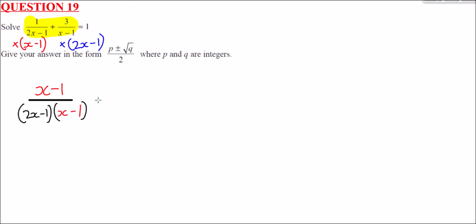Same deal for this one. So I'm going to multiply the top 3 by the 2x minus 1. And the denominator, again, I'm going to be multiplying by the 2x minus 1 from the other side. So the denominator is the original x minus 1 multiplied by the other 2x minus 1.